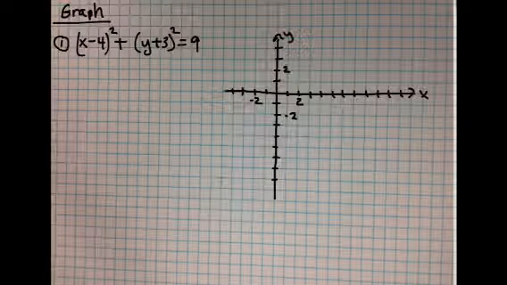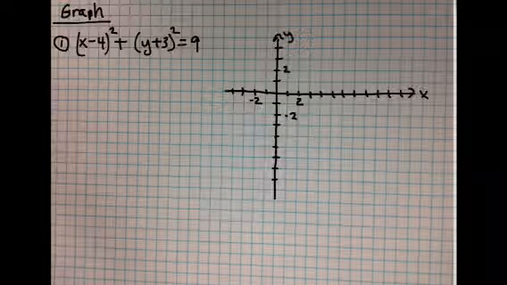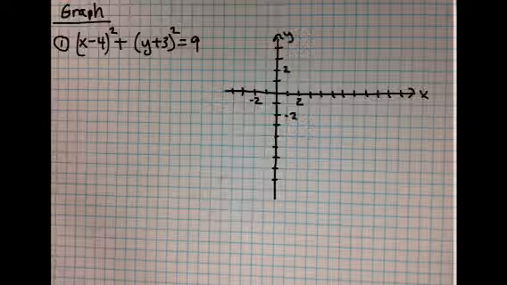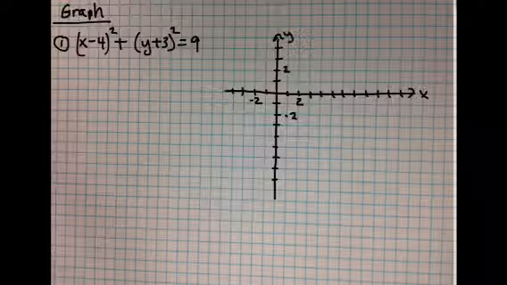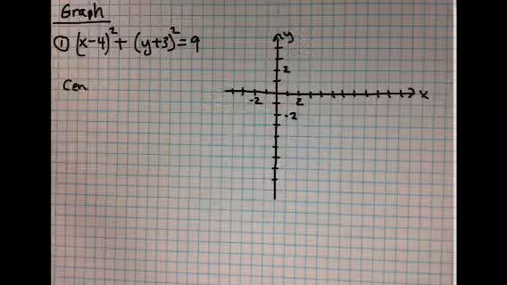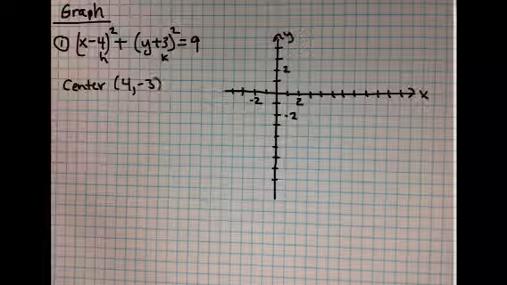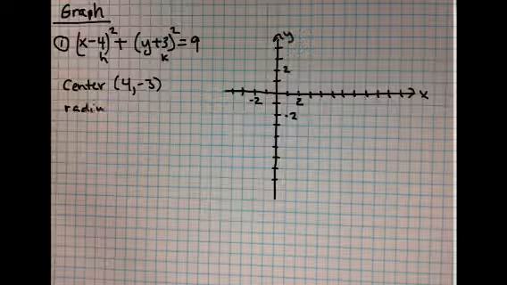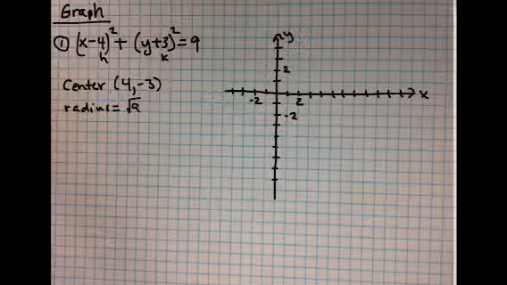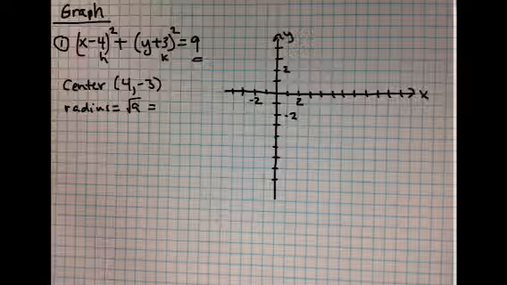Alright, so here we have an equation in standard form. It's already factored and ready to graph. So the first thing you have to do is identify the shape. Because we have the same sign, x squared and y squared are both positive, and they have the same coefficient, we know this is a circle. So the circle has a center at (h, k). Now this is h, this is k, so it's going to be (4, -3). And the radius is the square root of 9, because this here is r squared.